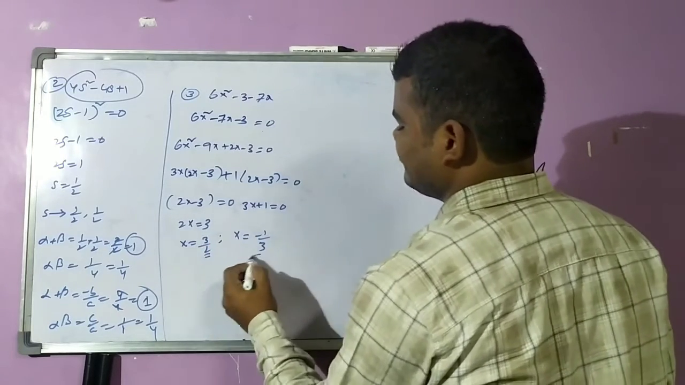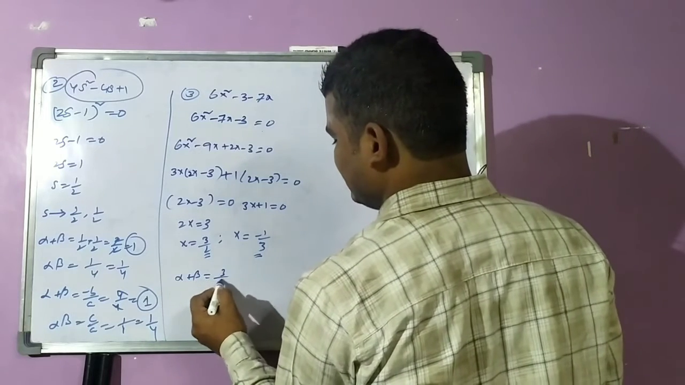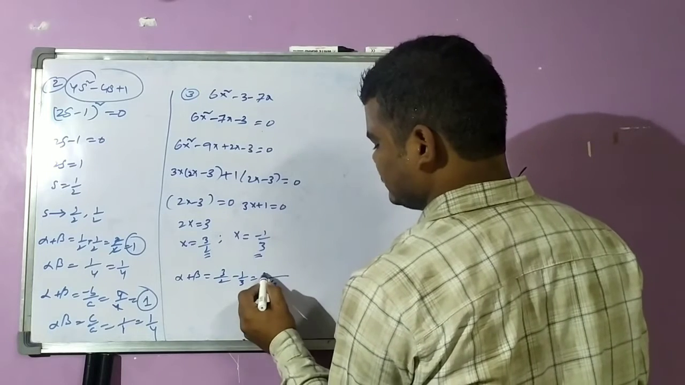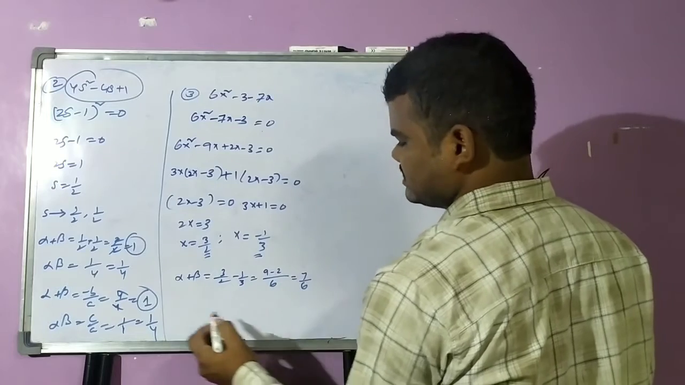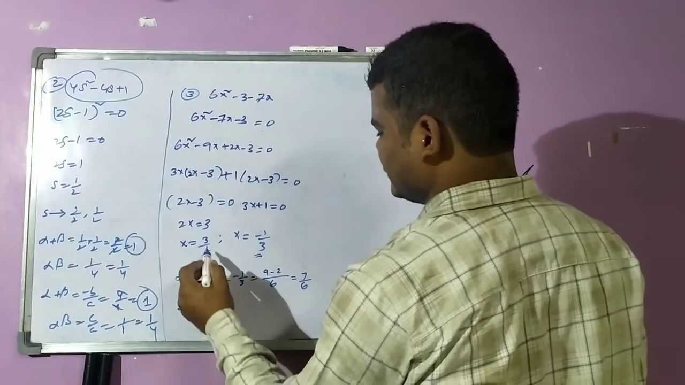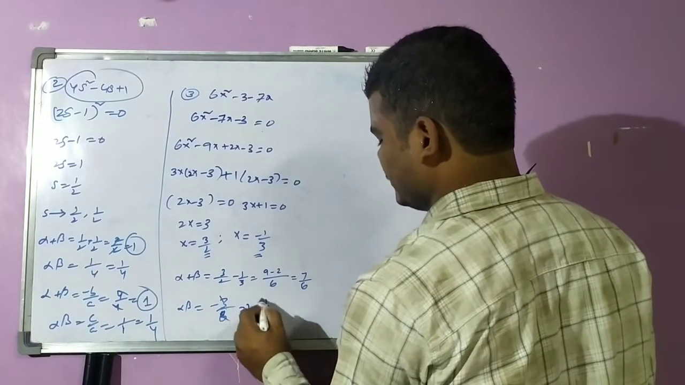See, this is alpha and this is beta. Alpha plus beta, 3 by 2 minus 1 by 3. LCM is 6. 3 3s are 9 minus 2. This is 7 by 6. Alpha into beta, 3 into minus 1 by 3, 2 3s are 6. This is minus 1 by 2.